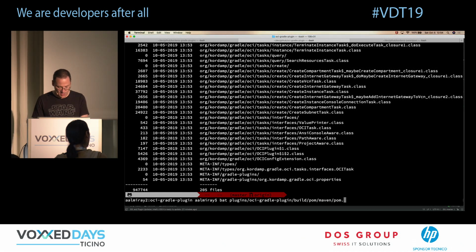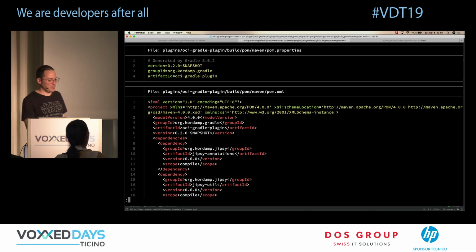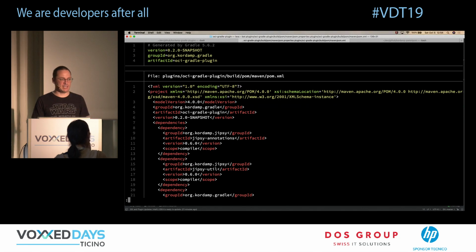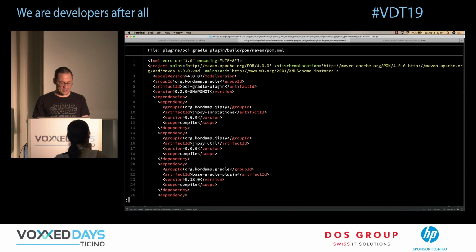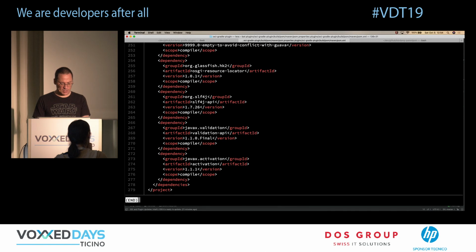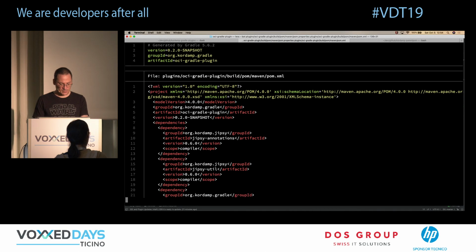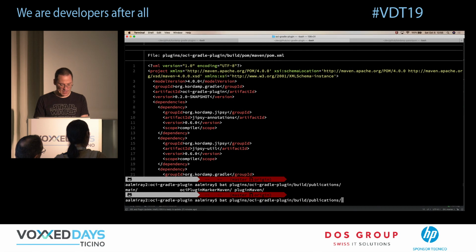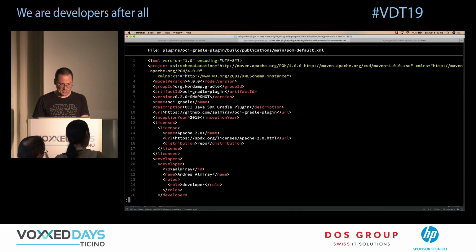Where's the start? Here it is. So the POM properties contains just the version, group ID, and artifact ID. And the POM XML is the minimum XML generated that consumers will use. And this one, I think, was not enriched with the names. Okay. If I look at the generated POM file, this, I believe, is in publications, and then we have main. And here's the POM file.